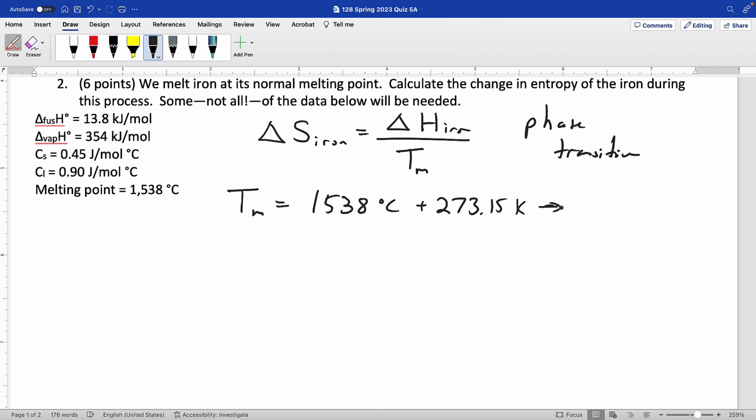And so we get 1801 is our melting temperature in kelvins. Okay, so we need that, and now we're ready to go.